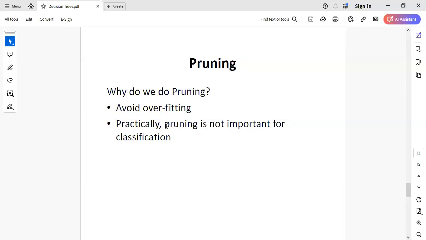Now we will deal with the C5.0 algorithm, and when we do random forest after this, I will show how we can prune it. With this, our simple learning of decision tree is done.